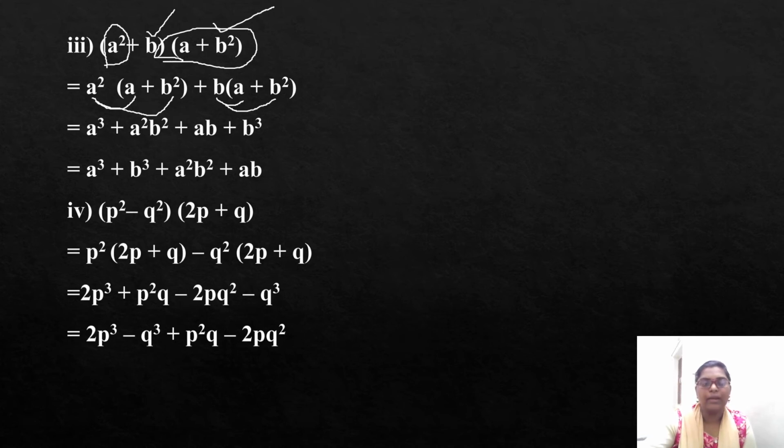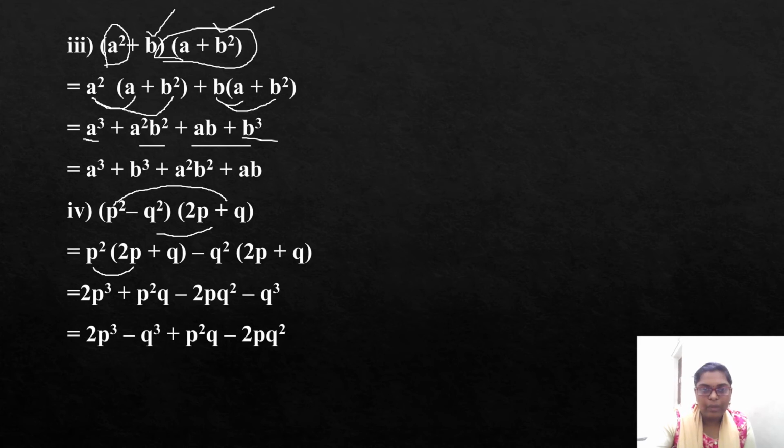So I am arranging it: A cube, B cube, A square B square, AB. That's it. Next, likewise P cube. So first P square into the whole term, next Q square into the whole term. So next you multiply as usual.